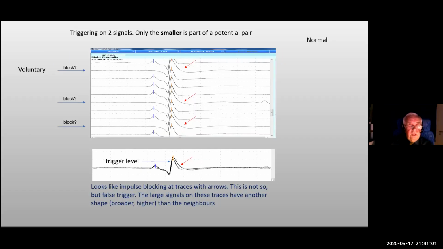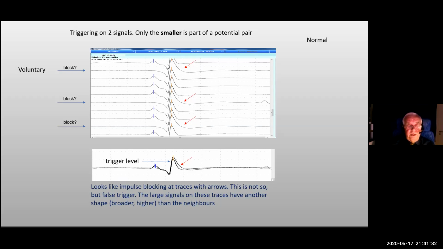I should show a very tricky situation. Here, if we have a voluntary activation and it looks like this, you say, here is a blocking. But if we look carefully here, this signal is different from this one. So this is another motor unit that starts the sweep. Another motor unit that only has one fiber in that recording site. So this is not true.